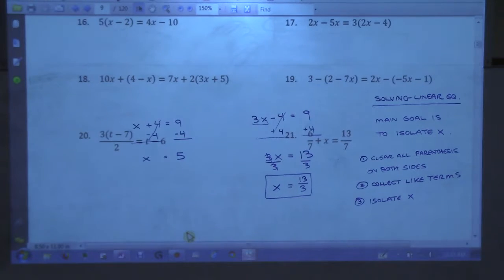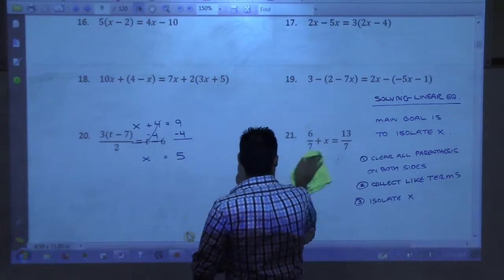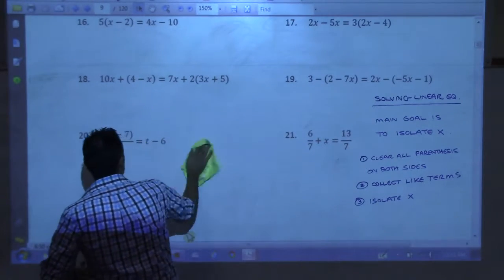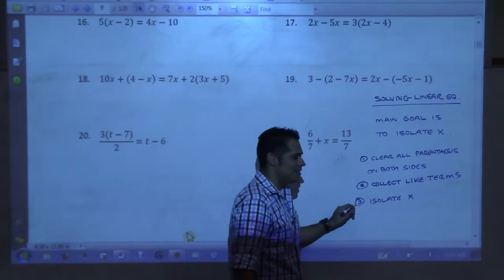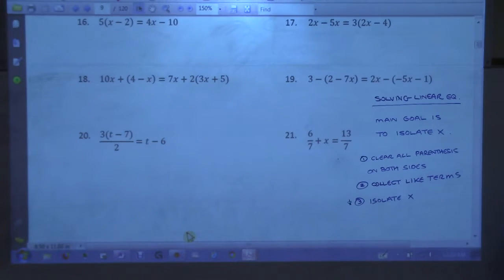Yes? On the rules, where can you put in "do the opposite"? Oh, do the opposite in the rules? That's kind of like that step. So I'm not technically writing it down like add or subtract to both sides. Yeah, it's within this step when you're isolating that you're either going to be adding or subtracting things from both sides, or multiplying or dividing things on both sides. And it's all going to be whatever it takes to get x by itself. So let's work number 18.